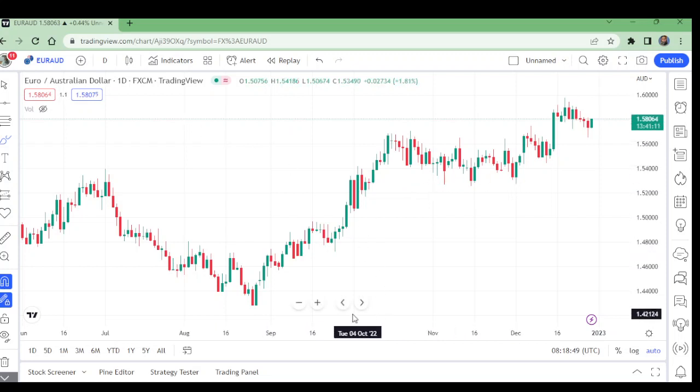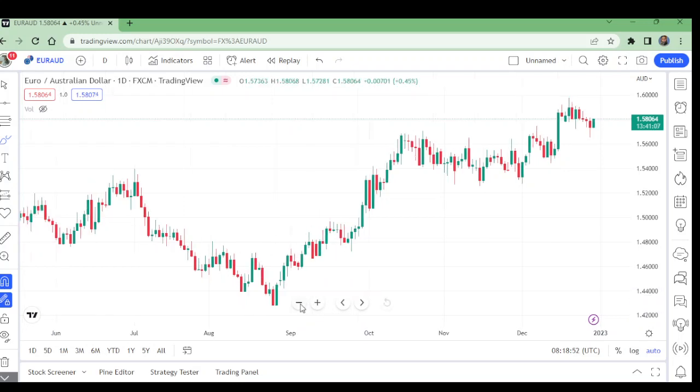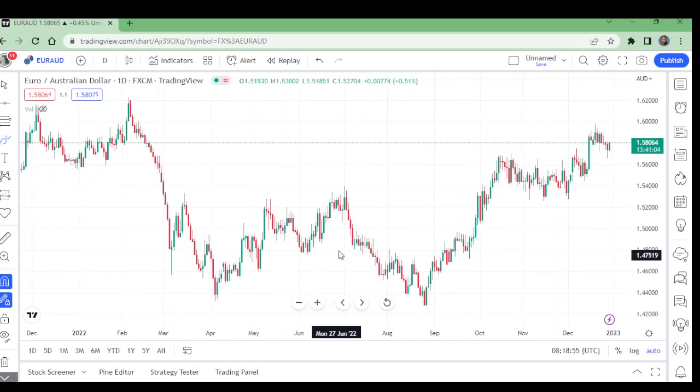Now let us zoom out. Watch here. This was the resistance, this was the resistance, this was the resistance, and this resistance was broken with a strong support structure. This was a very important level. And before this strong resistance, the pair came down directly, it fell down. So this was a very important level to be retested for these reasons.